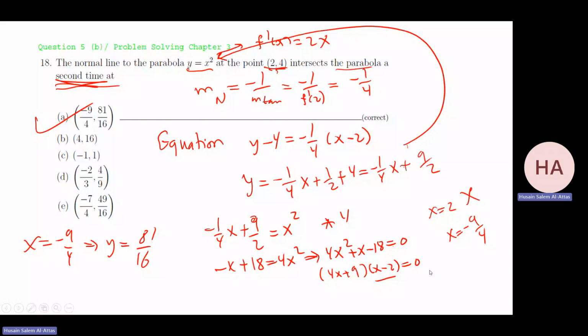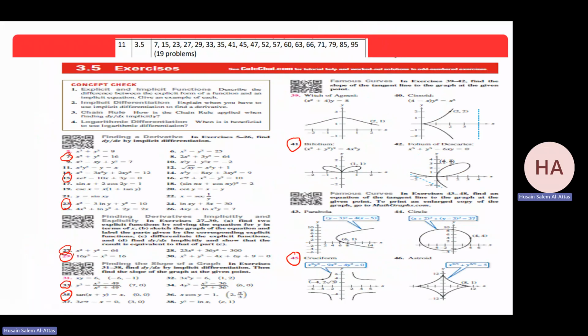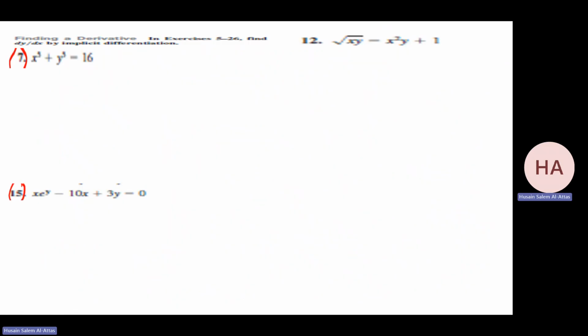Bismillah ar-Rahman ar-Rahim. Now we'll continue to the exercises. This is the last thing. Should be the exercises of this section. Finding a derivative, find dy over dx by implicit differentiation, which is the direct one.